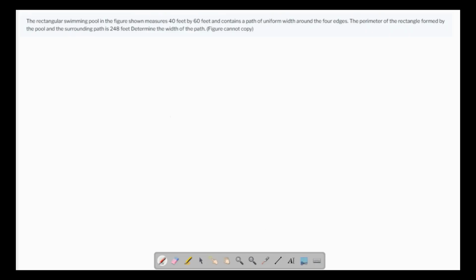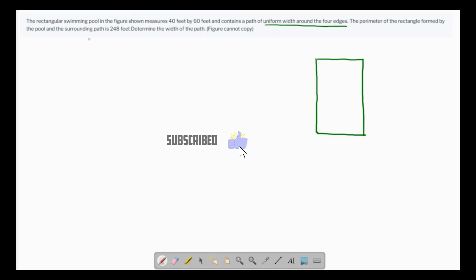Let's talk about this question. A rectangular swimming pool in the figure shown measures 40 by 60 feet. So the figure is something like this. There is a rectangular pool. So this is the pool, and there is a circular path of uniform width around the four edges.